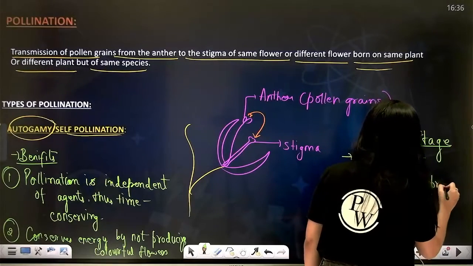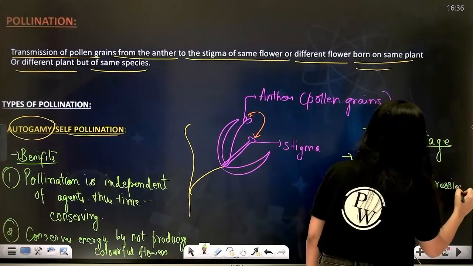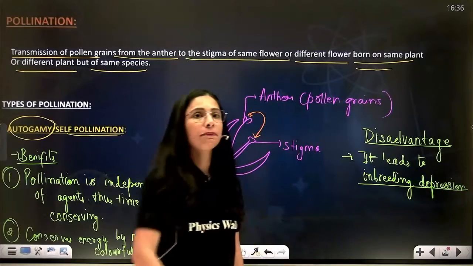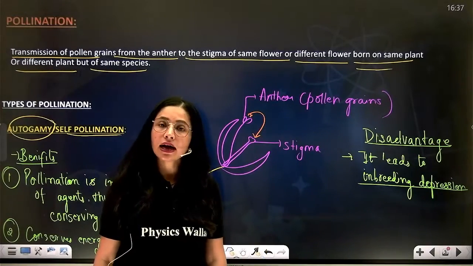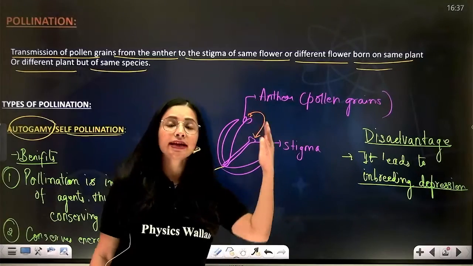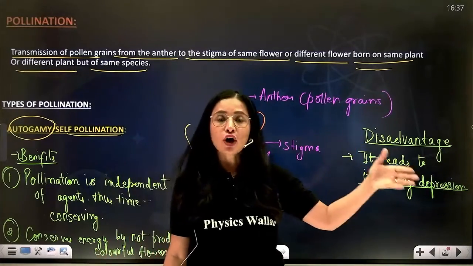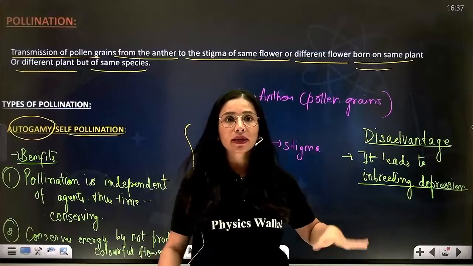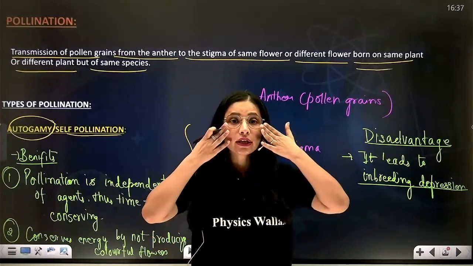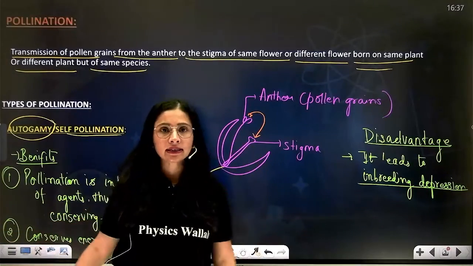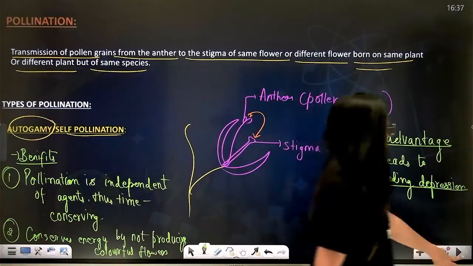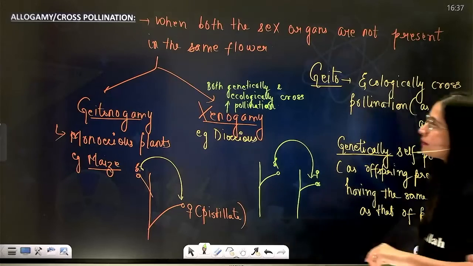It leads to inbreeding depression due to continuous self-pollination. Understood? Yes or no? Same genes are being transferred from the parent to the offspring, because of which the quality of gene with every passing generation keeps on getting reduced. Right? So what will you write as the advantage here?